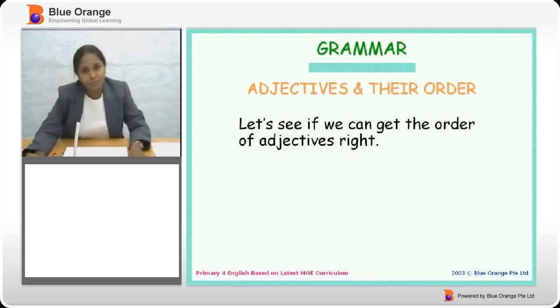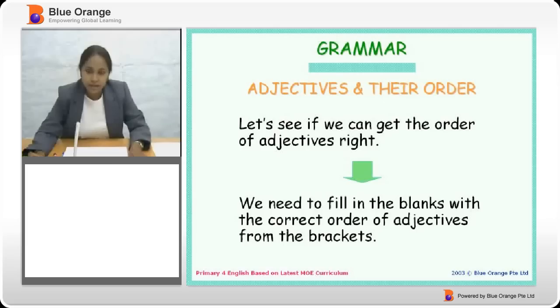Let's see if we can get the order of adjectives right. Let's try some exercises. For this exercise, you need to fill the blanks in the correct order with the adjectives from the brackets.